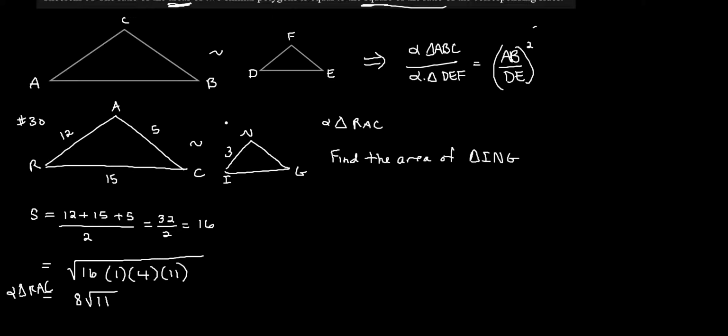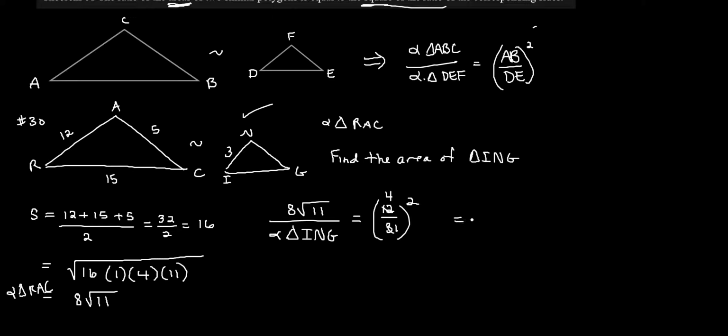Now they want us to find the area of that little guy. So we put the areas as a ratio. So it's going to be 8 square root 11 over the area of triangle ING. And then it's going to be the ratio of the sides. Well, these are the two sides that match up. So it's going to be 12 over 3. Just make sure of the difference between the area problems and the perimeter problems: you have to square the ratio in area problems. Again, I'm going to reduce this to 4 over 1.